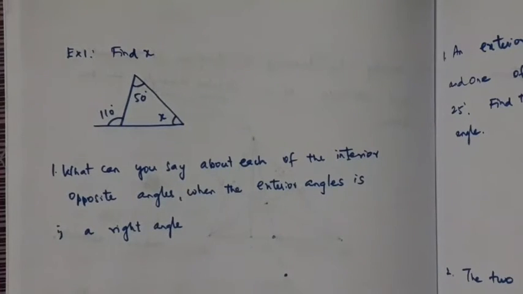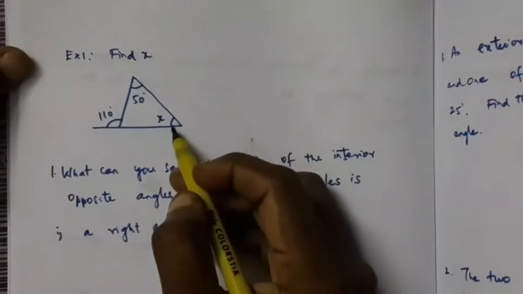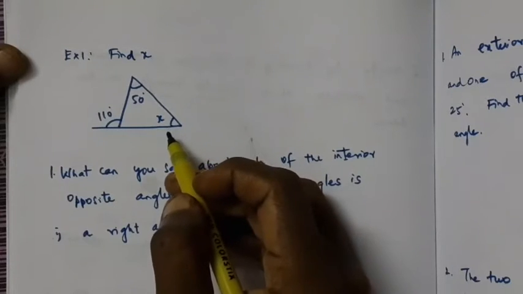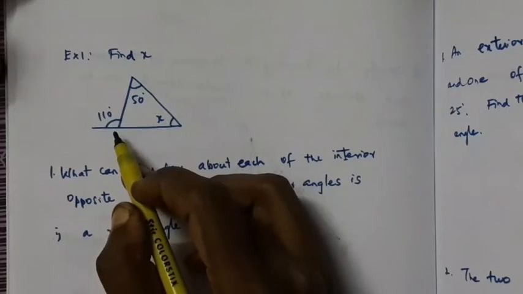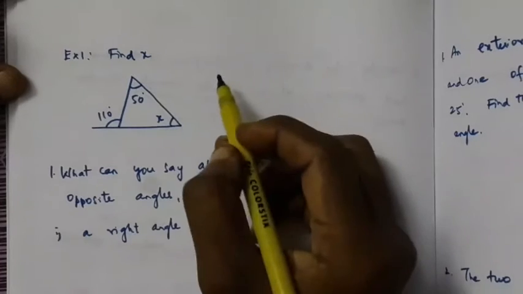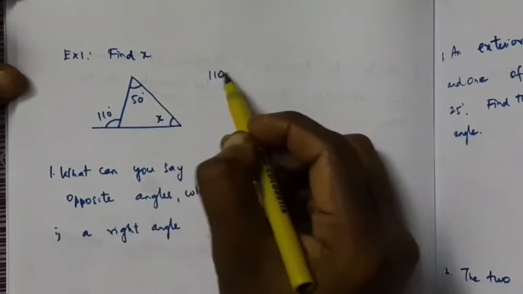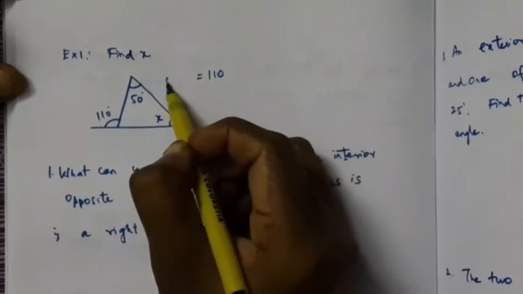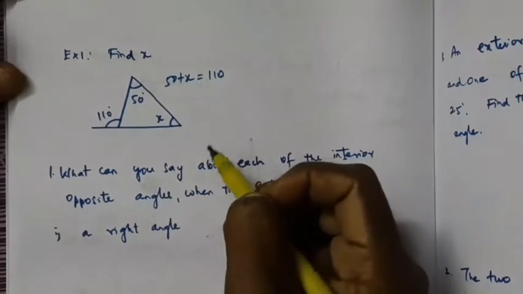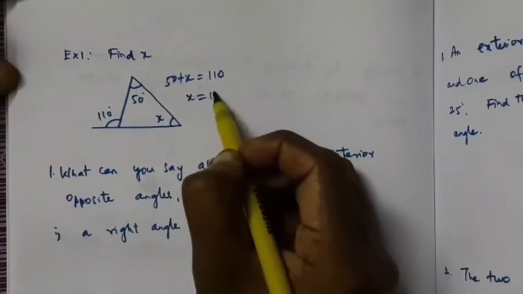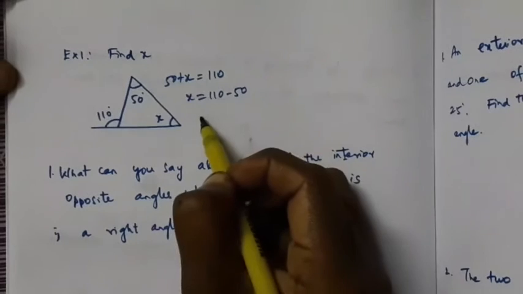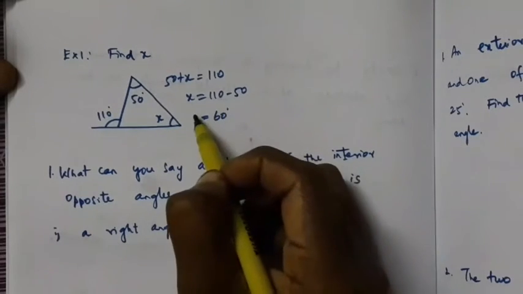We have to find X in this figure. So we know that the exterior angle is equal to the sum of its interior opposite angles. So this exterior angle 110 is equal to 50 plus X. So X equal to 110 minus 50, that is equal to 60 degrees.